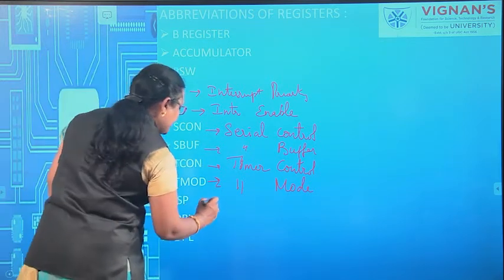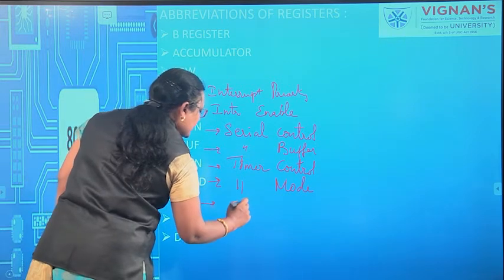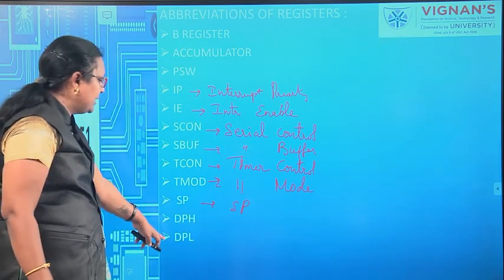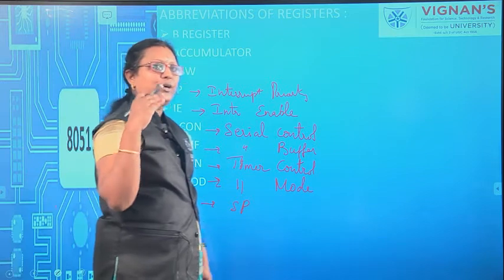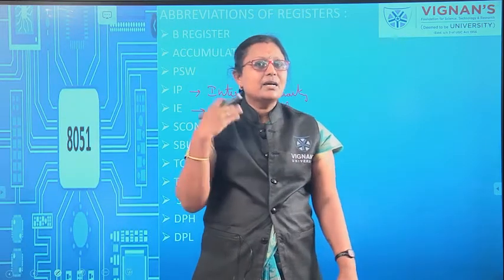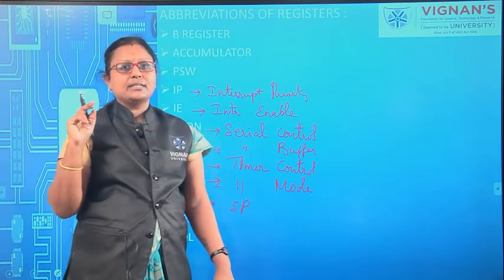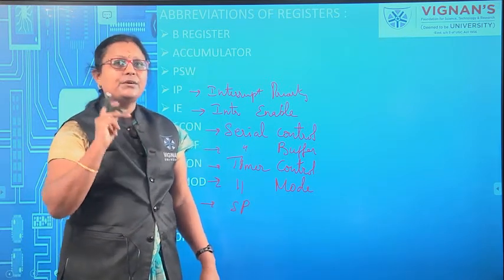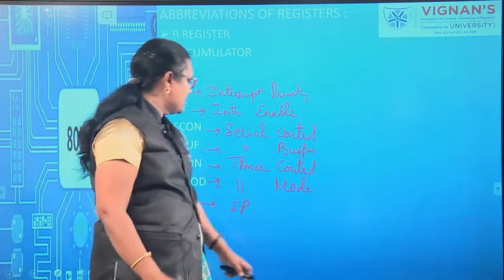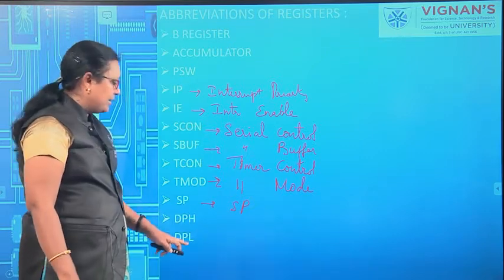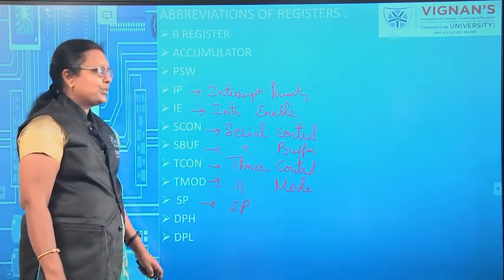And this is the stack pointer we have seen just now, and DPH and DPL are the data pointer high and data pointer low. As I told you, your entire 16-bit data pointer register will not be used as it is. It will be divided into two 8-bit registers. One is data pointer high and another one is data pointer low, okay?